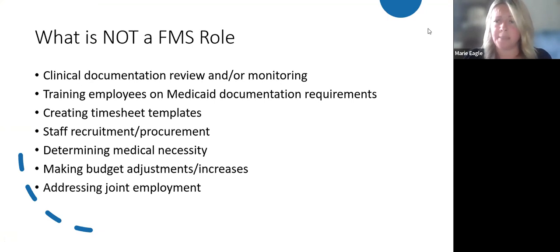Creating timesheet templates, that is not the role of the FMS. Staff recruitment and procurement. Now, I'm hoping that Tanya and/or Elizabeth can jump in here, because I know that at least one of you does have a resource on your website, but it is not the responsibility of the FMS to locate providers for people within these arrangements.